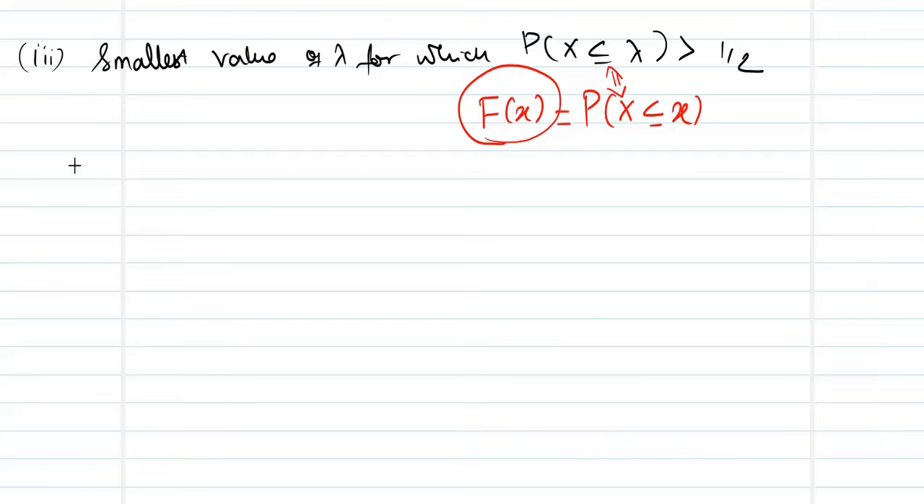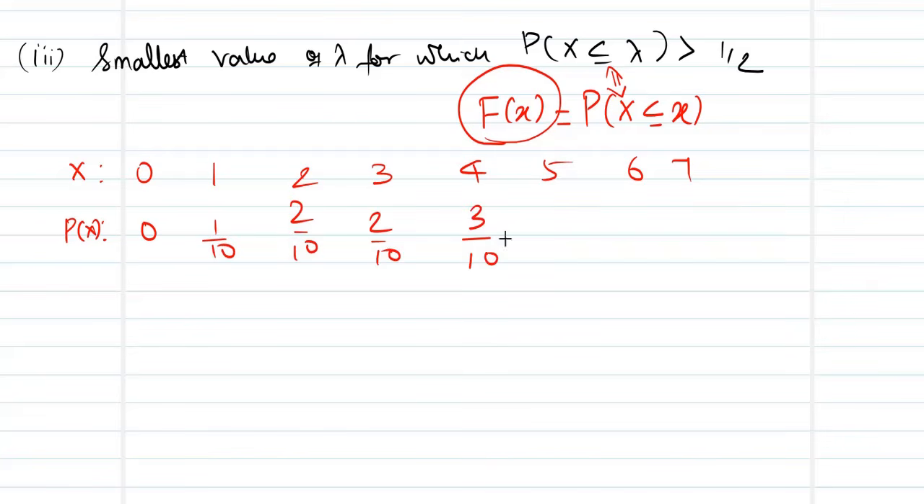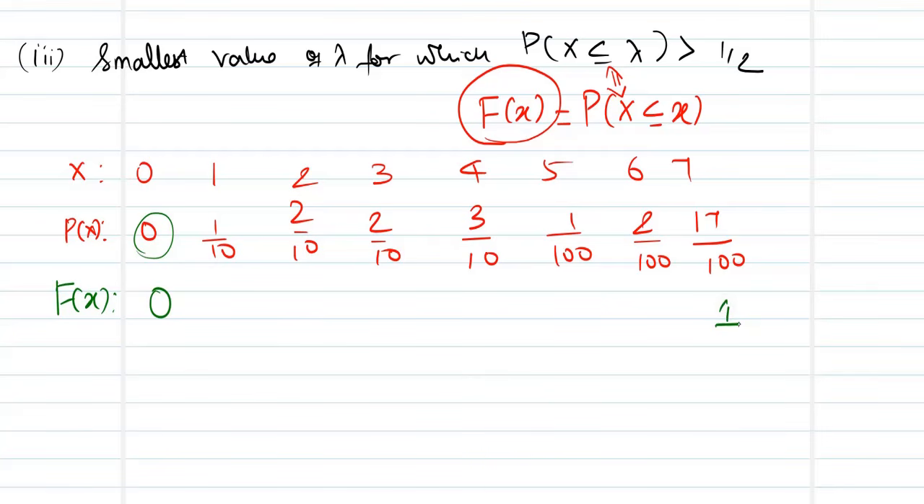So let us quickly fix what is going to be our cumulant. Values of x are 0, 1, 2, 3, 4, 5, 6, 7. And the corresponding probabilities of x are going to be 0, 1 by 10, 2 by 10, 2 by 10, 3 by 10, 1 by 100, the next one was 2 by 100 and the last one was 17 by 100. Now quickly what we require is capital F of x. So let us estimate capital F of x. We notice that the first number is already 0, so we need not add an extra 0, and the final value is always equal to 1.